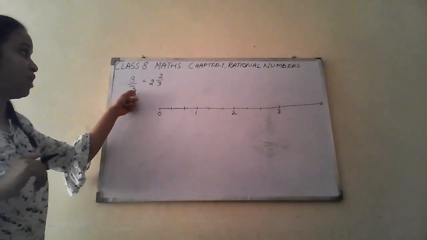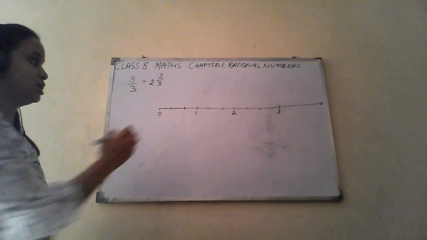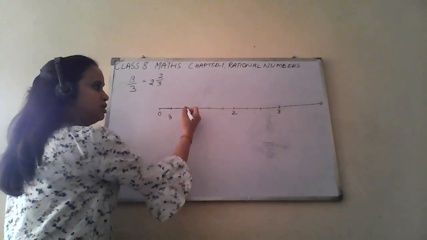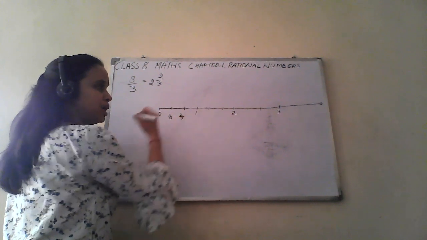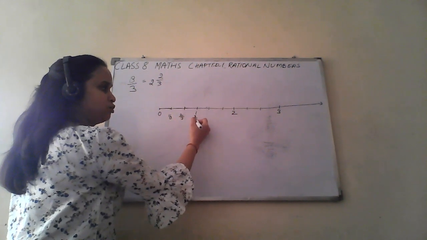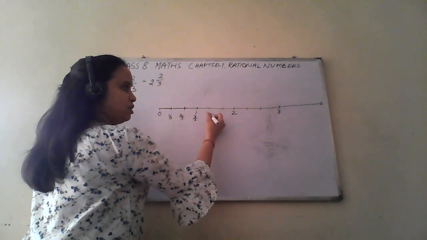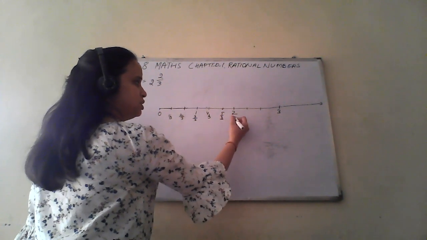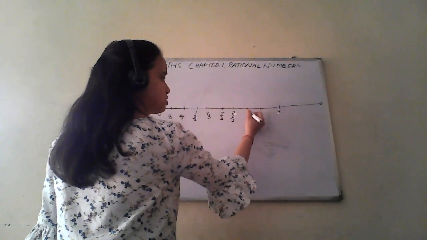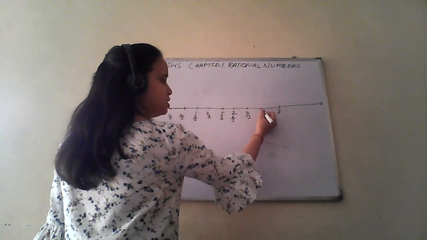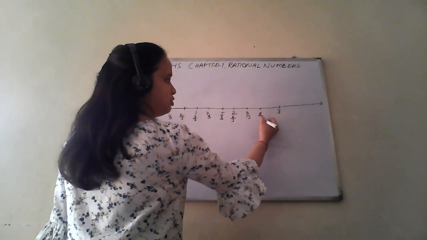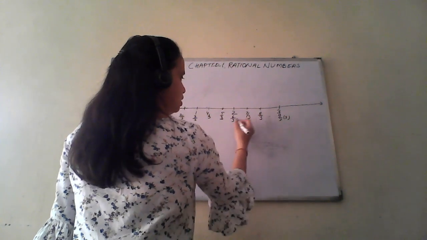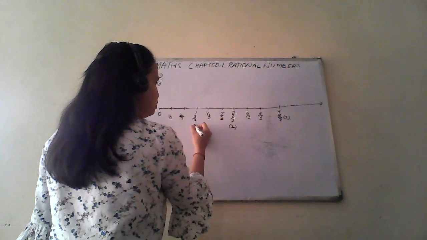So now, what we have to point is 8 by 3. So this point will be 1 by 3. This will be 2 by 3. This will be 3 by 3. This will be 4 by 3. This will be 5 by 3. This will be 6 by 3. This will be 7 by 3. This will be 8 by 3. And this will be 9 by 3. This is equal to 3. This is equal to 2. This is equal to 1.